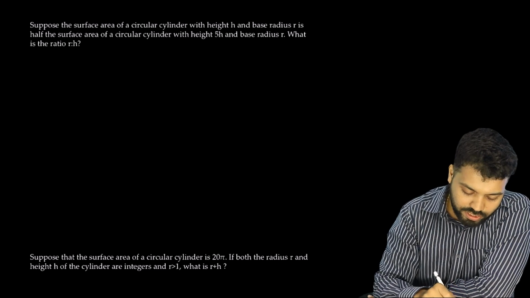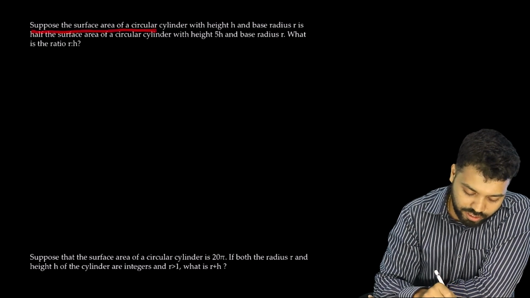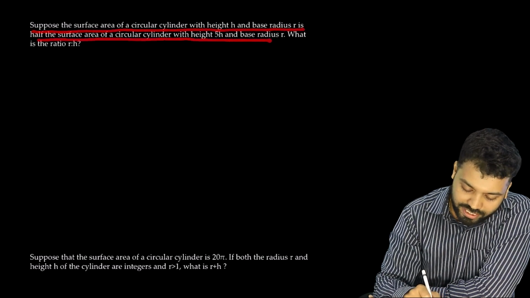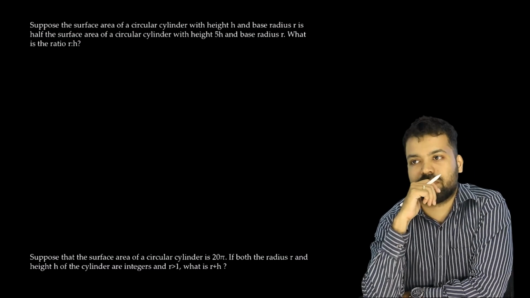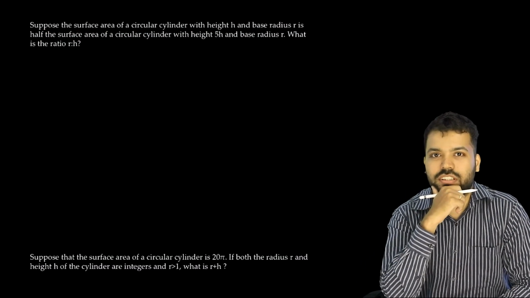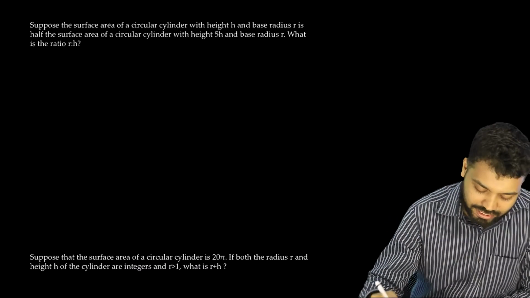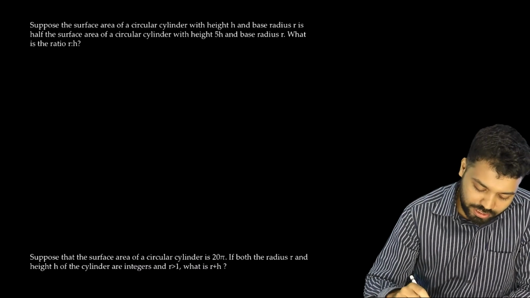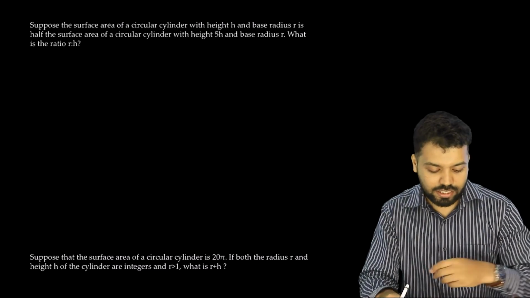Suppose the surface area of a circular cylinder with height h and base radius r is half the surface area of the circular cylinder with height 5h and base radius r. What is the ratio of r to h? So most of you answered 3:1. Yeah, that is the correct answer for this question. Let's see, how do we approach this problem? Surface area of a circular cylinder with height h and base radius r.